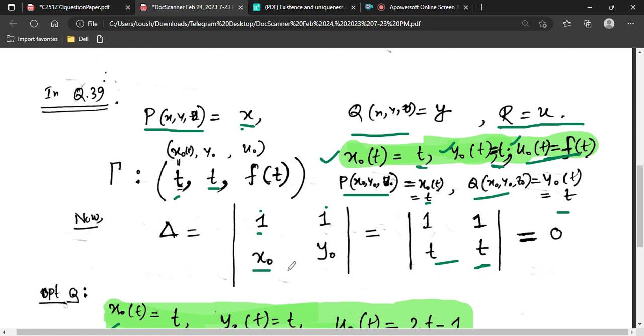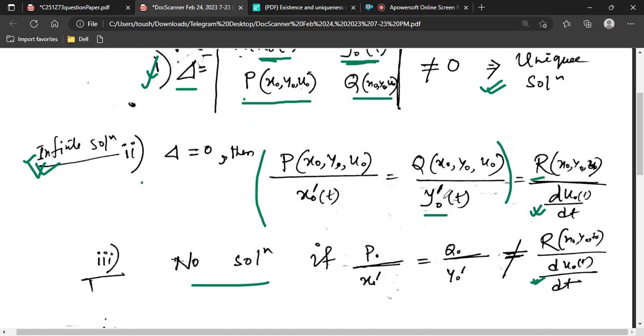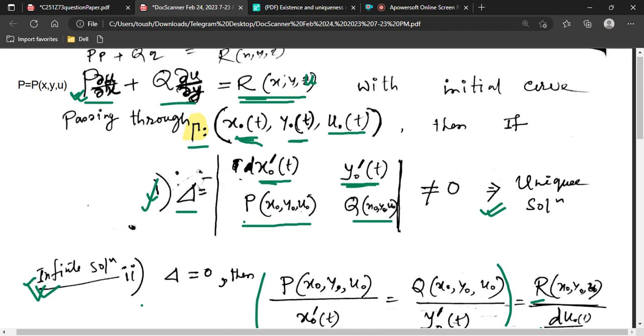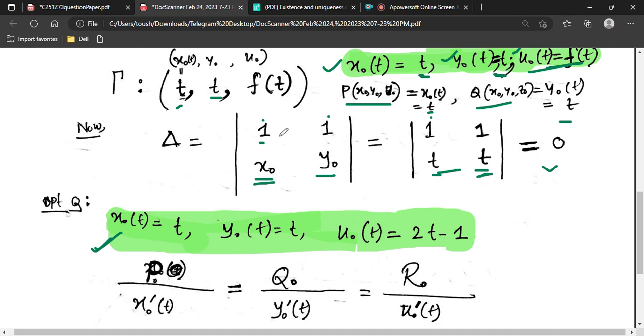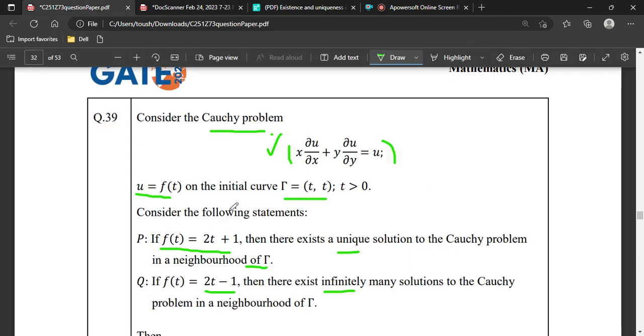Here is your p0 and here is your q0. So your p0 is x0 and your q0 is y0. But what is the value of x0? The value of x0 is t, and the value of y0 is t. So you get the determinant with rows 1 1 and t t. And what is the value of this determinant? It is 0, right? I have already said that if the determinant is 0, then you can't pass a comment. So from there I can't say that the option claiming there exists a unique solution is valid.